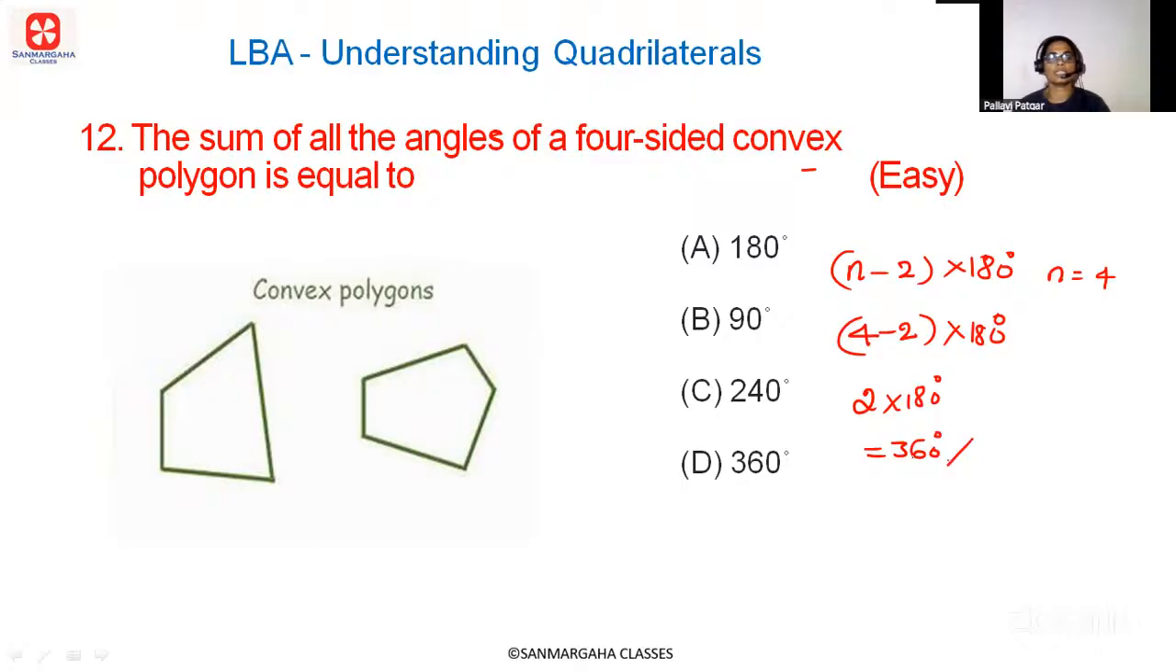So here the correct option is D 360 degree. The sum of all the angles of a four-sided convex polygon is equal to 360 degree. D is the right answer.